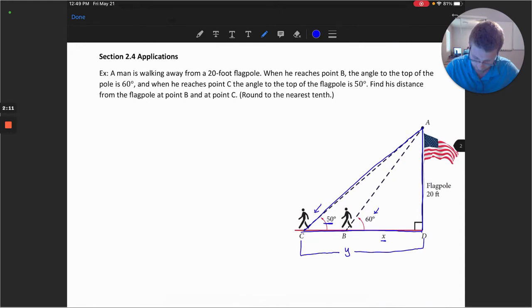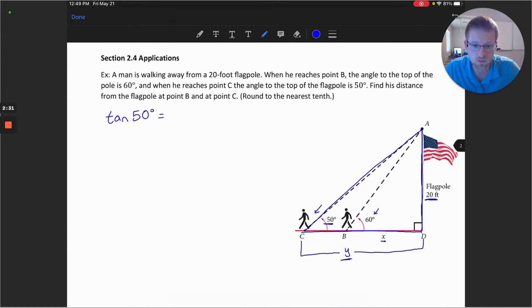So I can say that the tangent of my 50-degree angle is equal to the opposite, which is the 20 feet of the flagpole, divided by the adjacent side, which is the y. The opposite over adjacent is always our tangent. So just to recall, tangent of theta equals my opposite over my adjacent. And so for this, that would be 20 feet over y.